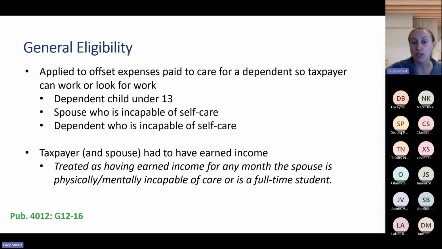In order to receive the credit, the taxpayer and their spouse, if they are married, must have earned income from the year or be a full-time student. So in order to get this credit, the main taxpayer has to be working. So they must have a W-2 or some other type of earned income, or be a full-time student. And if they have a spouse, if they're married and filing together, that spouse also has to have earned income or be a full-time student. The exception, of course, is if it's the spouse themselves who is physically or mentally incapable of self-care.